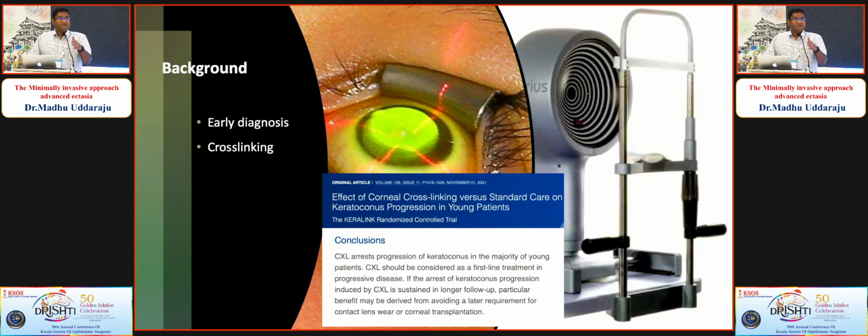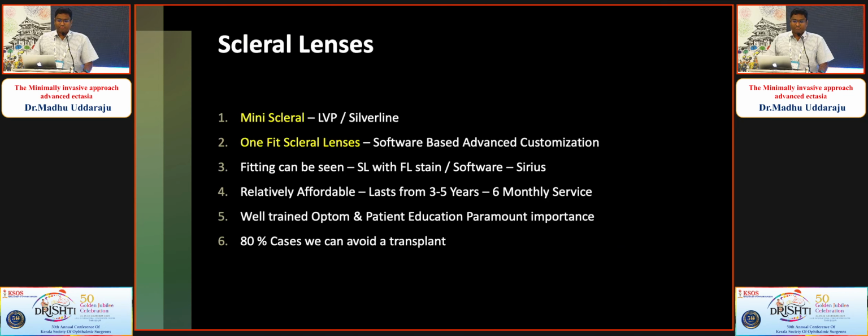So if at all there are cases that we have missed and thus have gone into advanced keratoconus, do we have an option of not going into a transplant? Can we evade a transplant somehow? That was the idea with which we had tried some procedures.